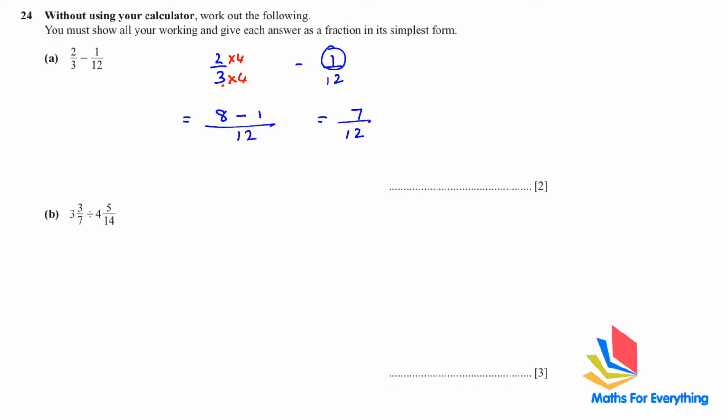For the next part, this is a division. So for division, there's another rule that we need to apply. But before that, you have been given a mixed fraction. You have to change it to an improper fraction. You multiply 7 by 3 and add the 3 on the top. So 7 multiplied by 3, 21, plus 3, 24 over 7. And this will be 4 multiplied by 14 plus 5, which is 61. And the denominator stays the same. This is the way you do it manually.